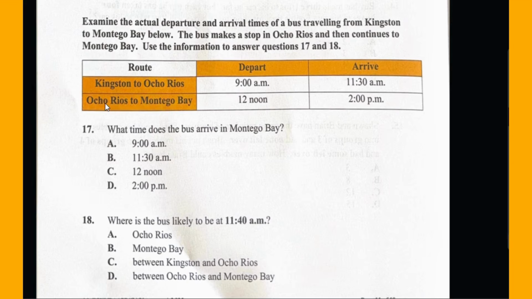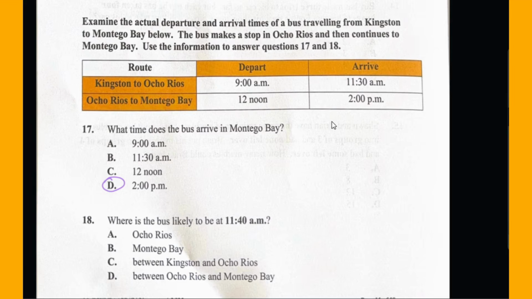So, from Ocho Rios to Montego Bay, the bus left at 12 noon and it arrived at 2 p.m. So the arrival time in Montego Bay is 2 p.m. Question 18 says, where is the bus likely to be at 12:40 a.m.? So let us look at the table again.